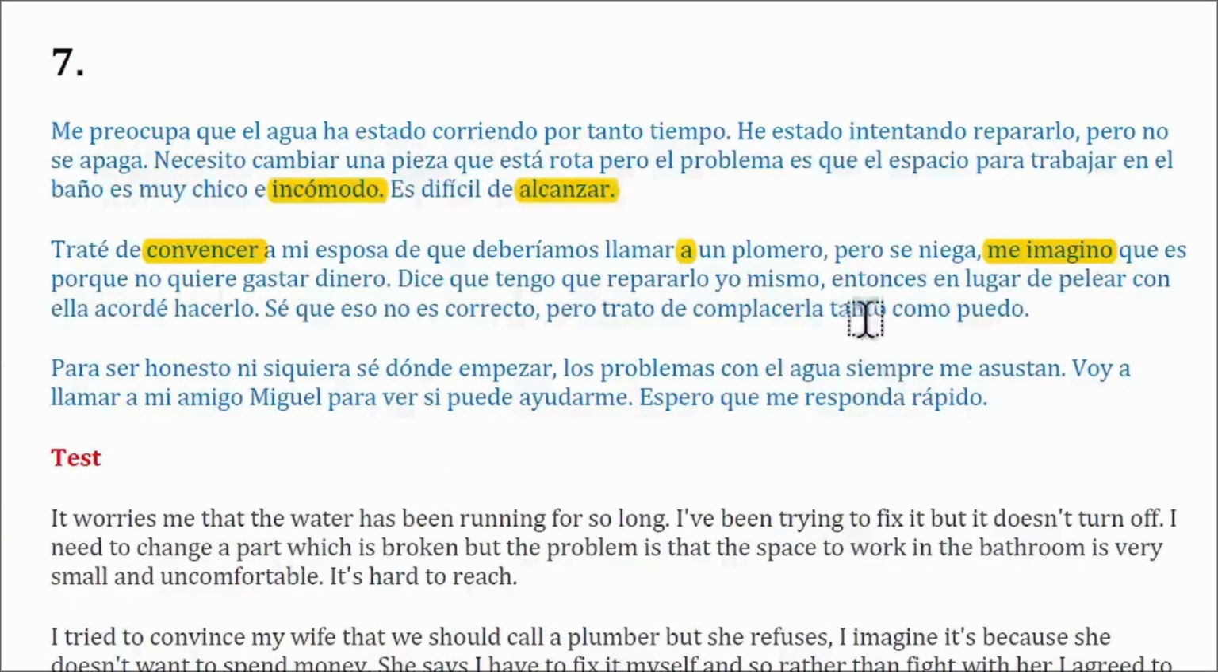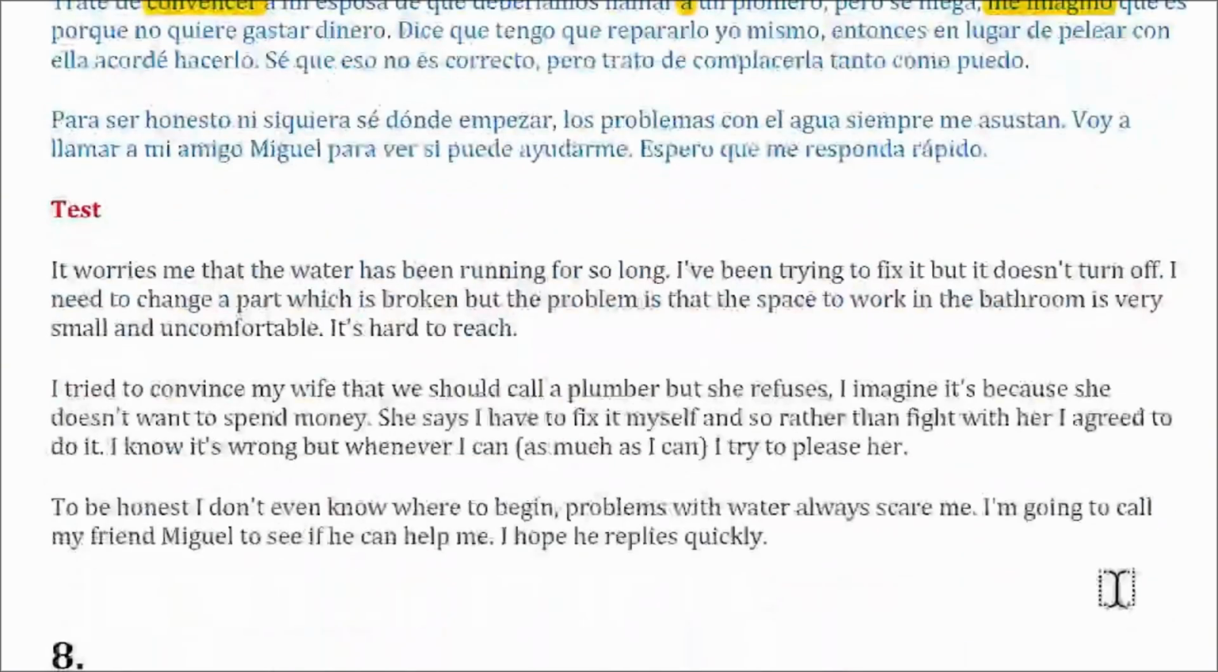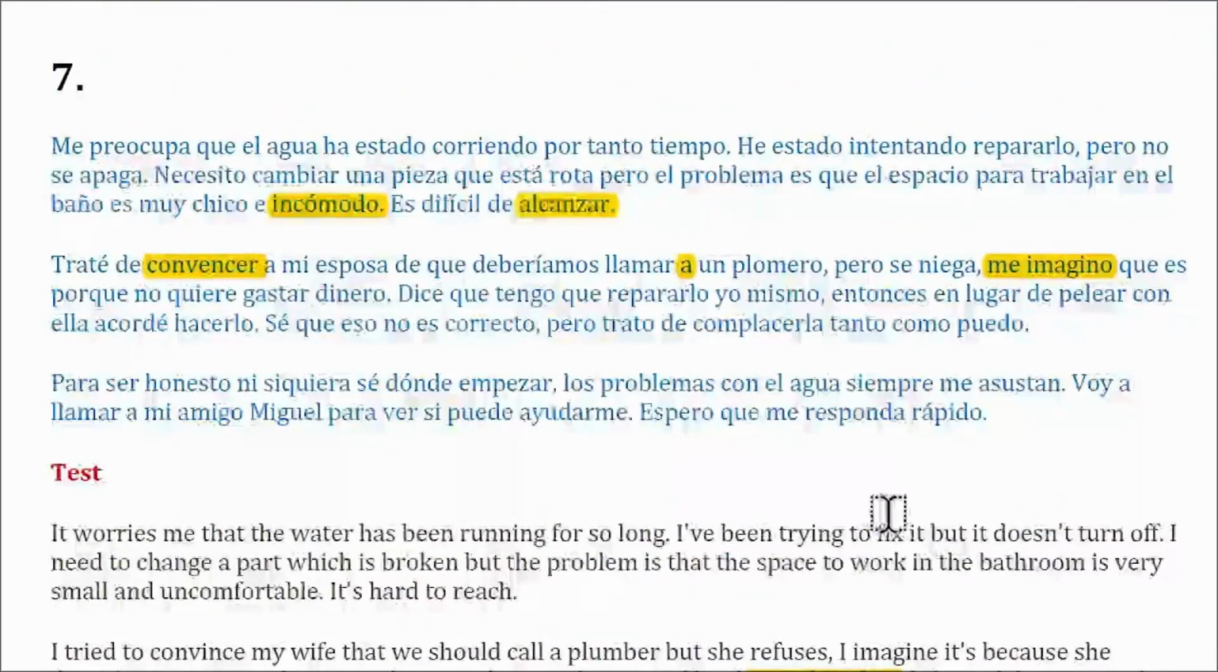Now this next bit, entonces en lugar de pelear. In the English, what we have here is so rather than, this phrase here. So rather than fight with her. In Spanish, that gets translated as entonces en lugar de pelear, in place of fighting with her. That's how you would say instead of fighting with her. So en lugar de pelear con ella, acordé hacerlo. I agreed to do it. Acordar is the verb to agree.